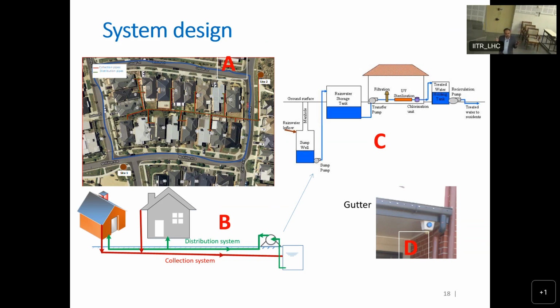We need some sort of a treatment system if you are using it for potable supply. If you are not using it for potable supply, then the water quality will be sufficient. You don't need that whole infrastructure. Yes. So you can see over here how the water is collected from the gutters.